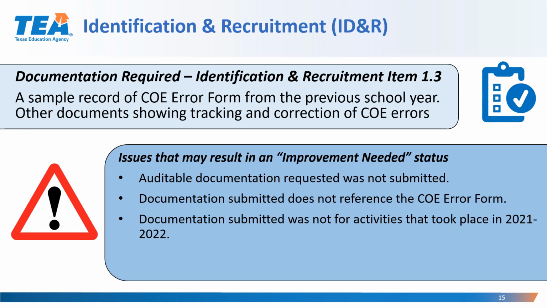Issues that may result in an improvement needed status: auditable documentation requested was not submitted; documentation submitted does not reference the COE error form; documentation submitted was not for activities that took place in the 2021-2022 school year.